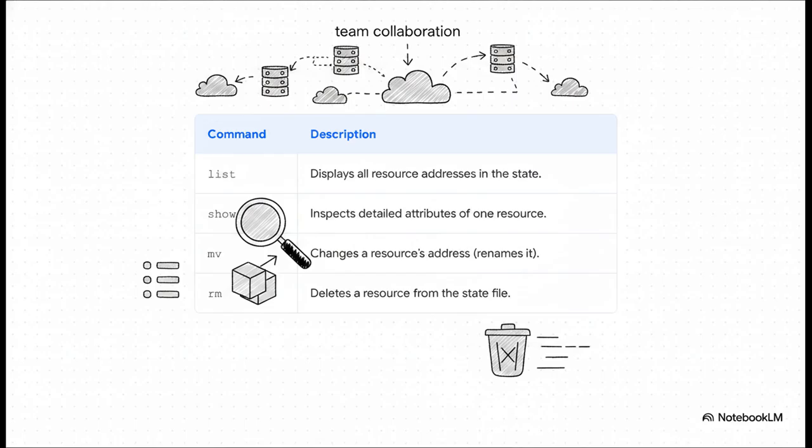Terraform state list just gives you a quick rundown of everything Terraform is managing. Show lets you zoom in and see all the details for one specific resource. MV is for moving or renaming things, and RM is for when you want to tell Terraform to just forget about a resource without actually destroying it.